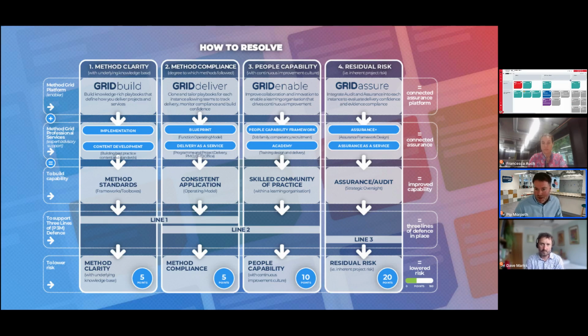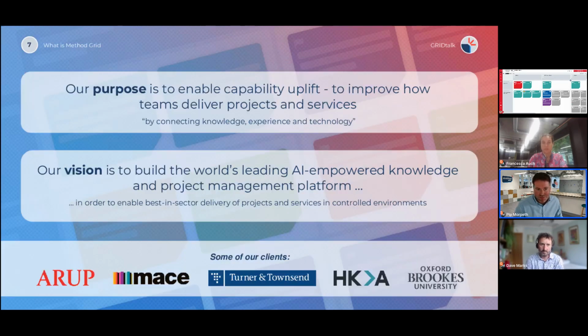Okay, right, and finally, our main purpose is helping organisations with capability uplift, and that's just helping you improve how you deliver, how to help teams deliver projects and services. We do that by connecting knowledge, experience, and technology. And our vision is building the world's leading AI-empowered knowledge and project management platform. Right, without further ado, I'm just going to share slides now, and we'll give you a quick overview of what we're going to go through with Arup.